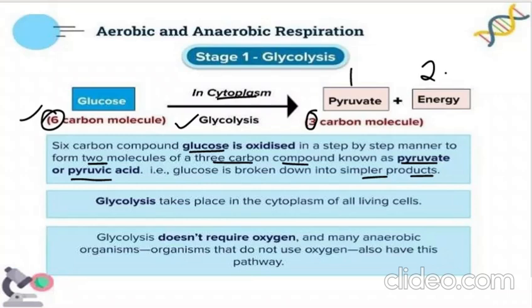Now, glycolysis takes place in the cytoplasm of all living cells. Every living cell has a cytoplasm, so glycolysis takes place there. It does not require oxygen, as I said. Many anaerobic organisms that do not use oxygen also have this pathway, and they also use the process of glycolysis. So this was the process of glycolysis.